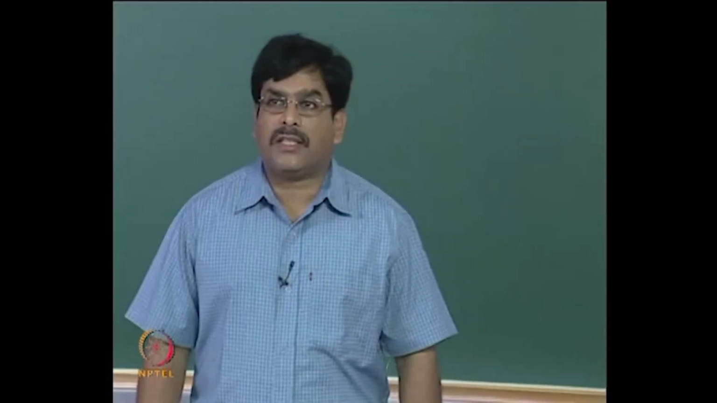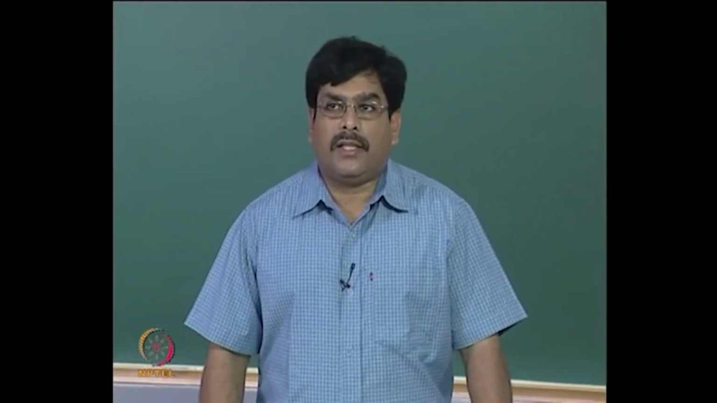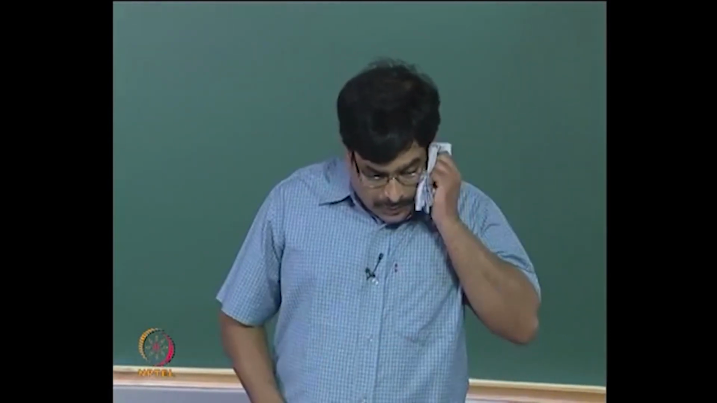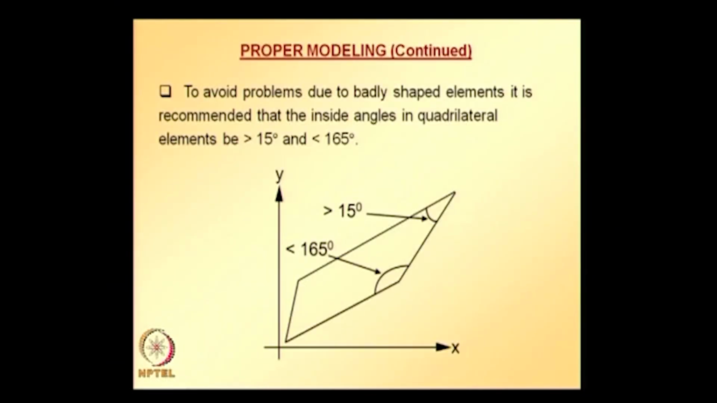If we have violations of these inside angles, then we may have mapping problems similar to what we observed in the last class. So the 2 requirements are: the mid side node should be positioned in such a way that it is between L over 4 and 3L over 4 of a particular side, and the inside angles in a quadrilateral element should be greater than 15 degrees and less than 165 degrees.